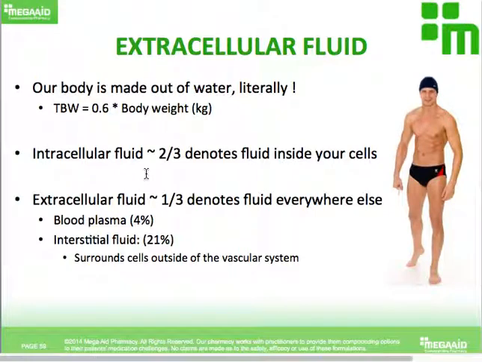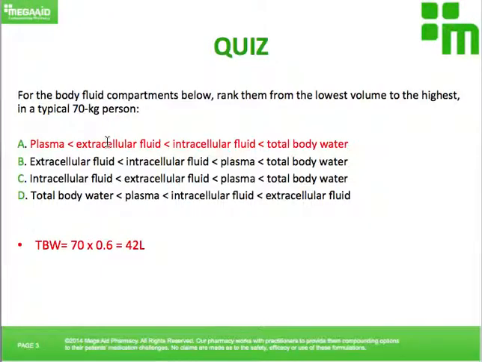And then the extracellular fluid is going to be composed of blood plasma and also interstitial fluid, but plasma makes the smallest part. So it only makes sense that the total body water is going to be the highest volume and the plasma is going to be the lowest. So ideally, you should have eliminated D right away.